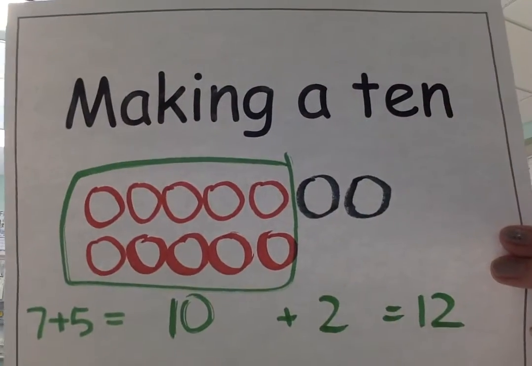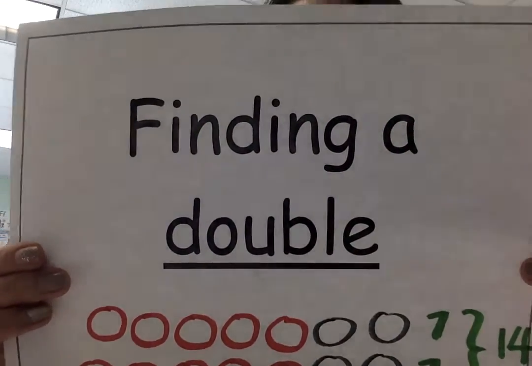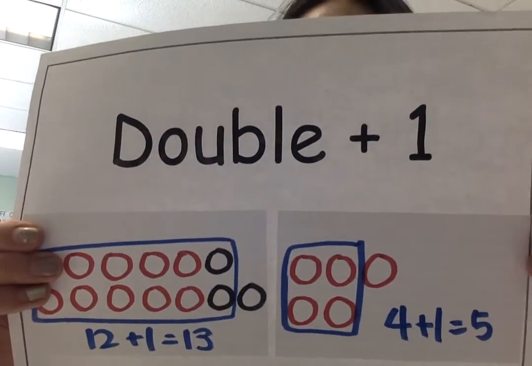Again, as a reminder, here were our 5 math strategies: finding a 5, making a 10, finding a double, double plus 1, double minus 1.